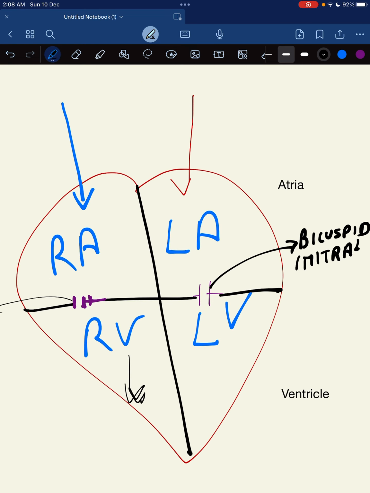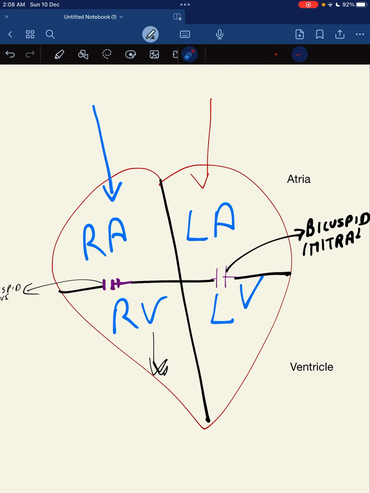Okay. So the blood flows from the left atrium to the left ventricle through the bicuspid or mitral valve.